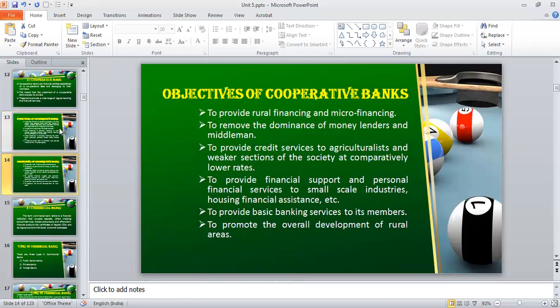Now, let us concentrate on the different objectives of cooperative banks. The main objective of this cooperative bank is to provide rural financing as well as microfinancing. At the same time, it tries to remove the dominance of moneylenders and middlemen. The next objective is to provide credit services to agriculturalists and weaker sections of society at comparatively lower rates. The next objective is to provide financial support and personal financial services to small scale industries, and housing financial assistance. Then the next objective is to provide basic banking services to its members. And finally, it tries to promote the overall development of rural areas.